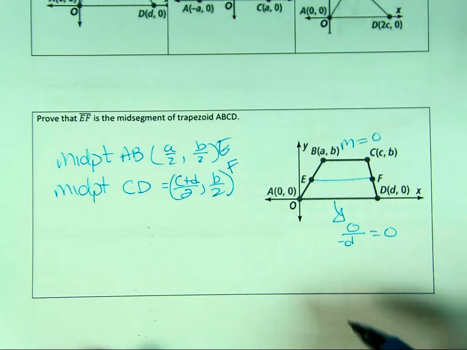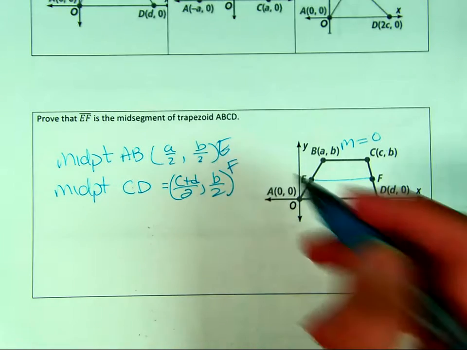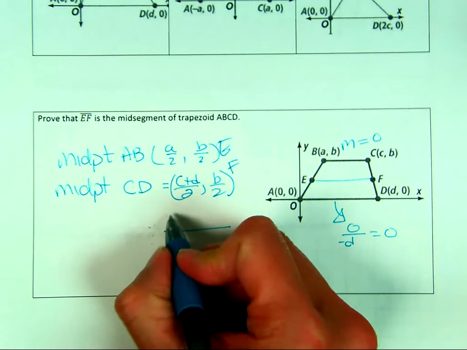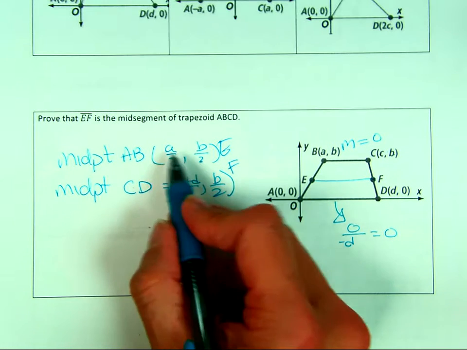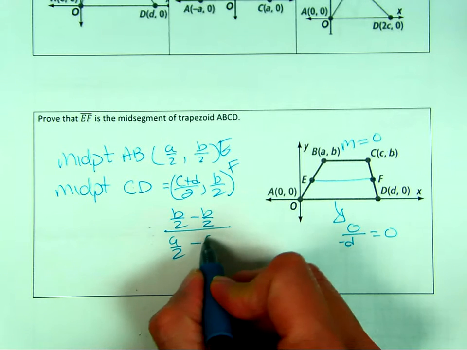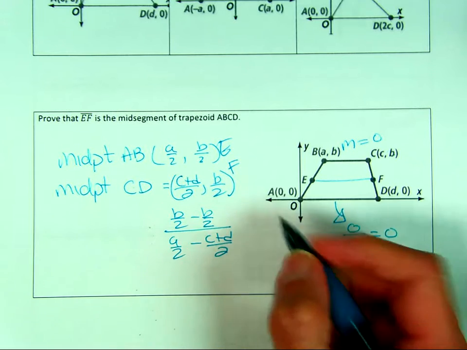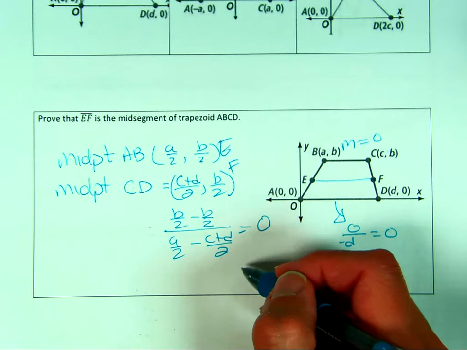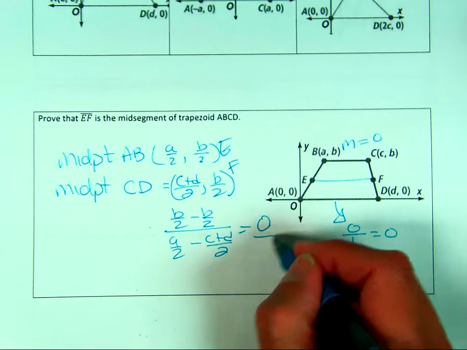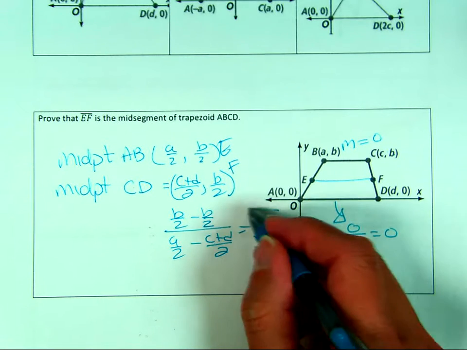Now I need to find the slope of that to show that it's actually the mid-segment. So I'm going to find the slope. So I'm going to have B over 2 minus B over 2 over A over 2 minus C plus D over 2. Well, half of B minus half of B is just 0. Then it doesn't really matter what the denominator is. So the slope is 0.